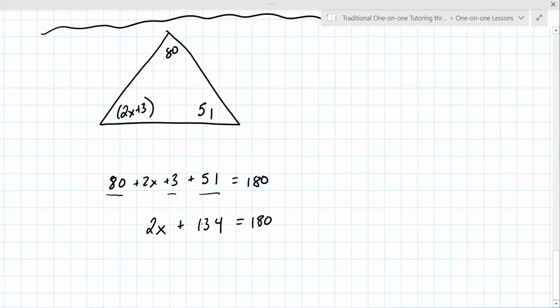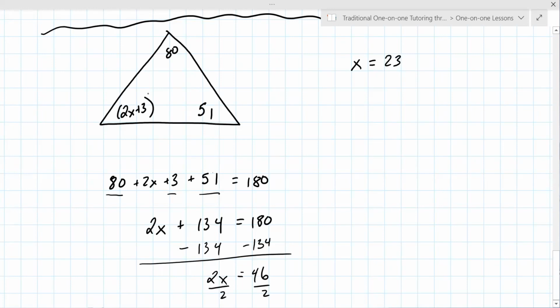What do we have to do with the 3? Subtract both sides by 134. So 2x equals 46. Okay, so divide both sides by 2. What does x equal? That equals 23.